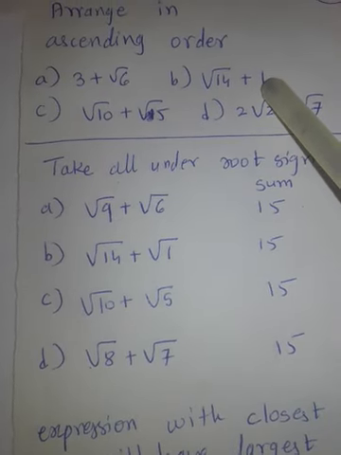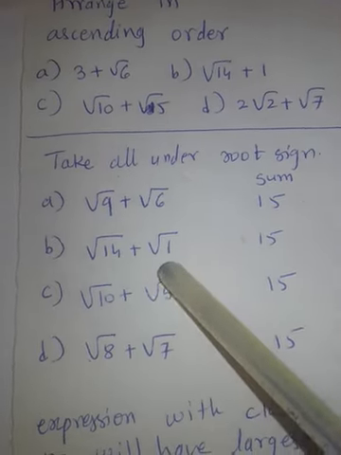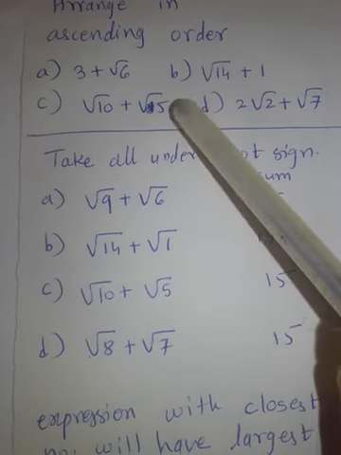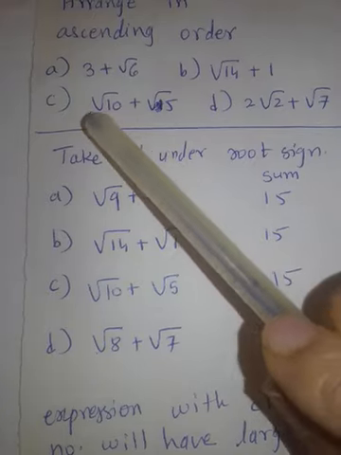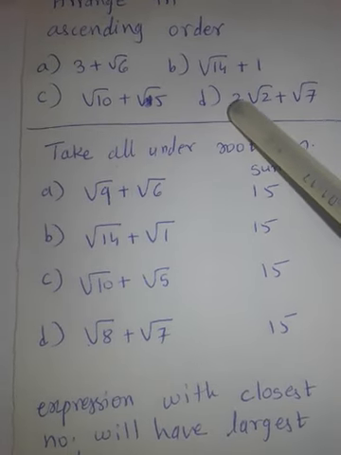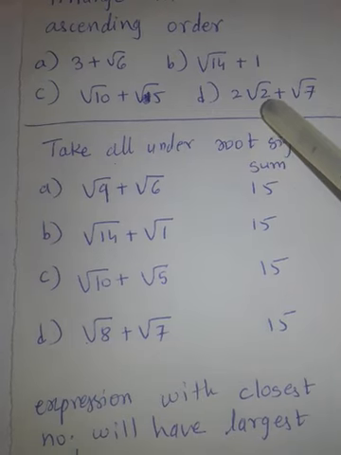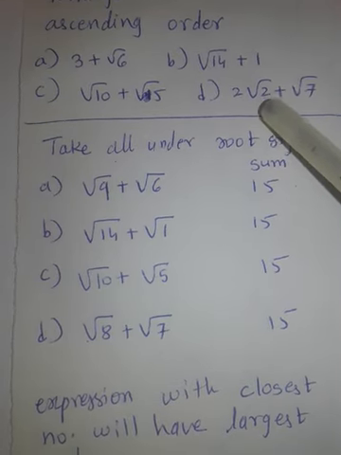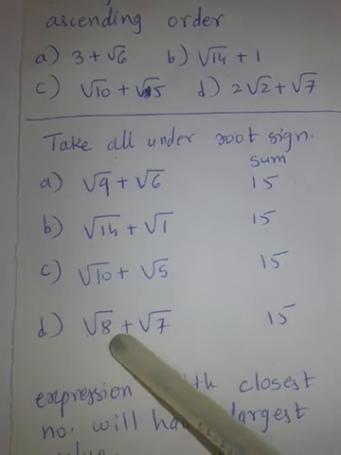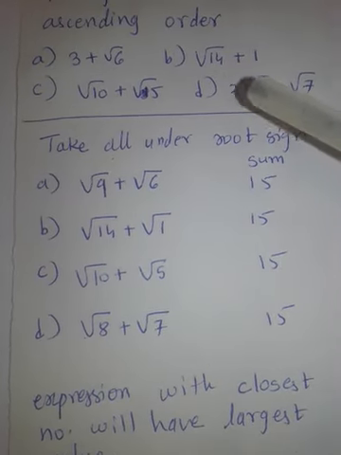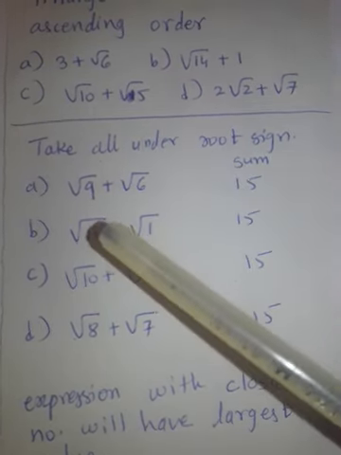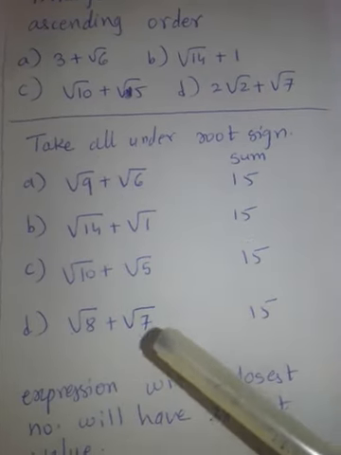1, I am going to write it in the form of square root of 1. So root 14 plus root 1. Root 10 plus root 5 as it is, as both numbers are under square root sign. 2 root 2. When this 2 goes inside square root sign, it becomes 4. So 4 2s are 8. So 2 root 2 becomes square root of 8. Root 7 as it is. So I have written all these 4 numbers under the square root sign.